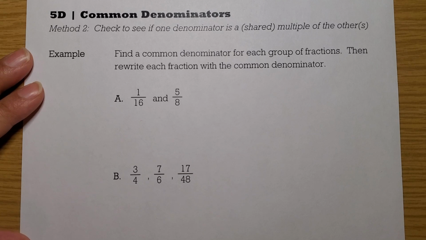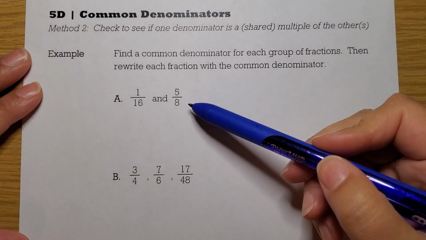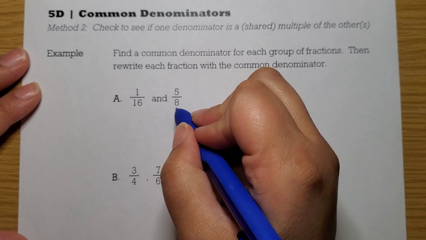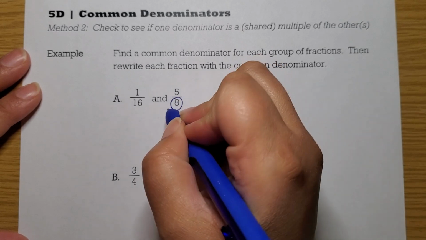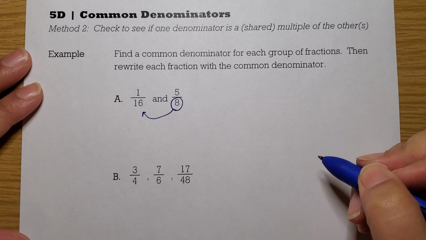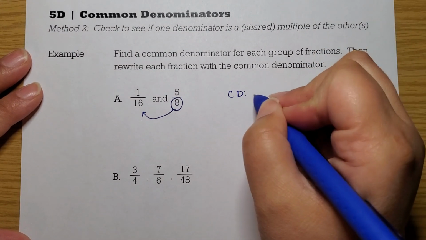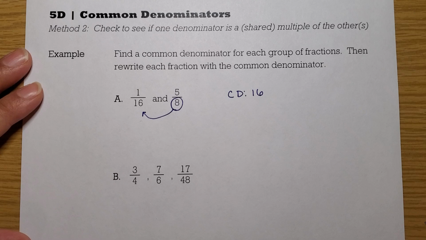So this method works when one denominator is a multiple of the other denominator, or when the smaller denominator is a factor of the larger denominator. For example, if I look at 1/16 and 5/8, I know that 8 goes into 16. That means a common denominator is going to be 16.